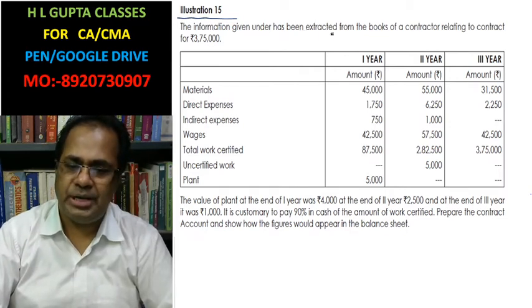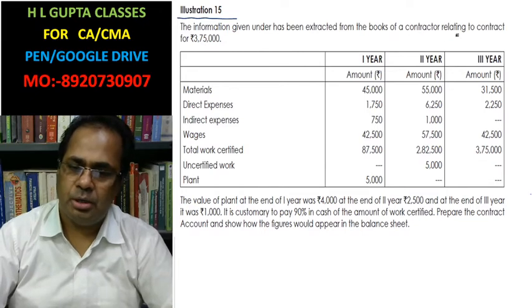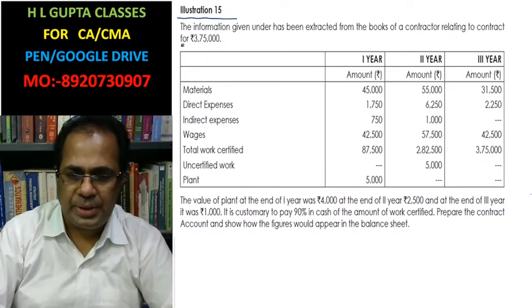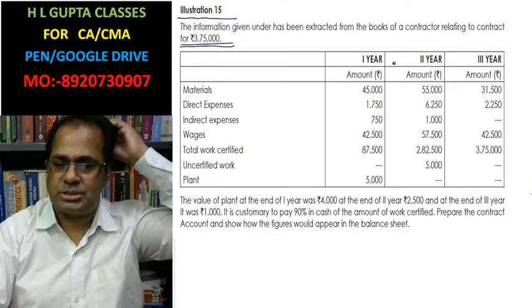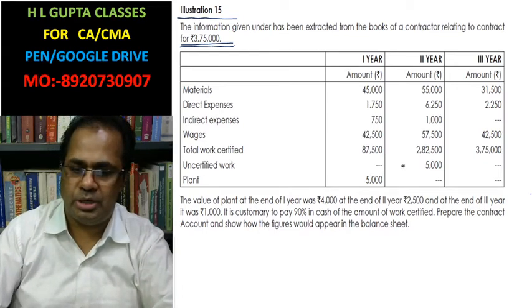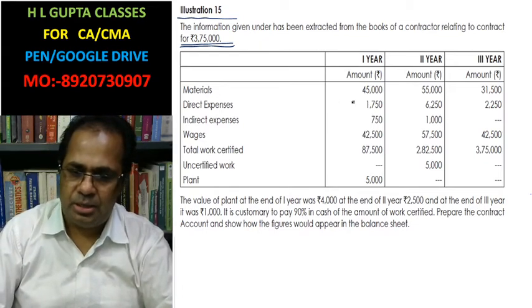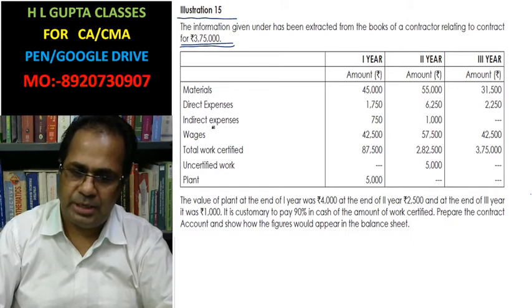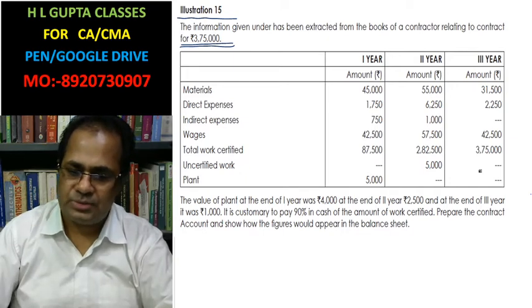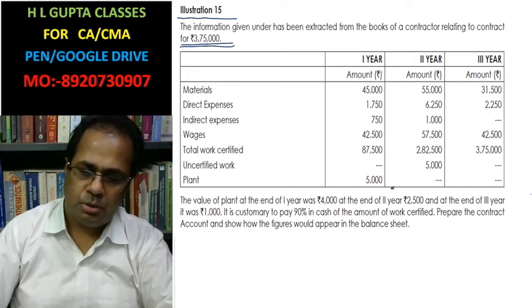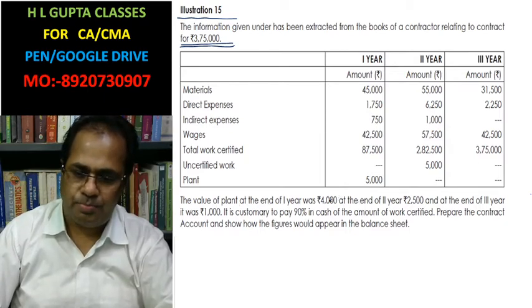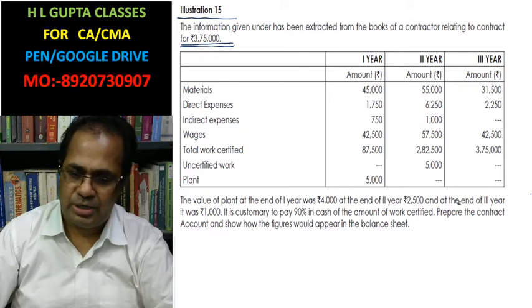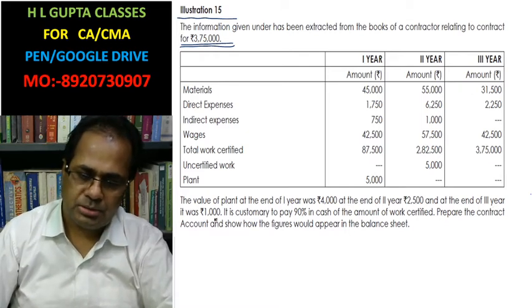under has been extracted from the books of the contractor relating to a contract for rupees 3,75,000. First year, second year, and third year. The amounts are given already here: material, direct expenses, indirect expenses, wages, work certified, work uncertified, and plant. The value of the plant at the end of the first year is 4,000, second year 2,500, and third year 1,000.